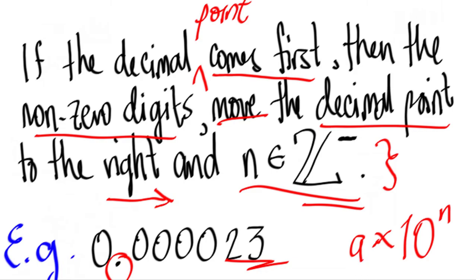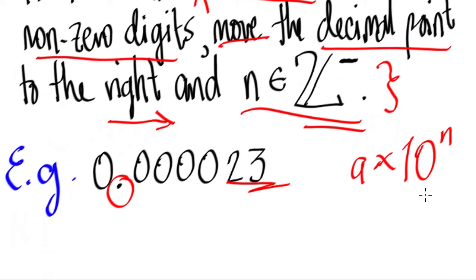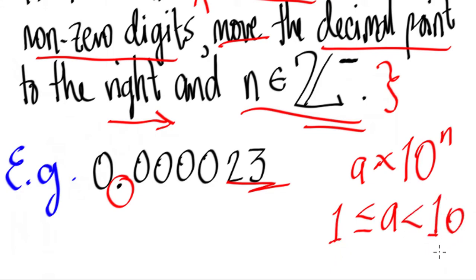If you can remember, a must be at least 1, but strictly less than 10. So it should be 1.00 until 9.999999 inclusively. Okay, so we need to achieve this value of a, and n must be an integer, and in this case it should be a negative integer.